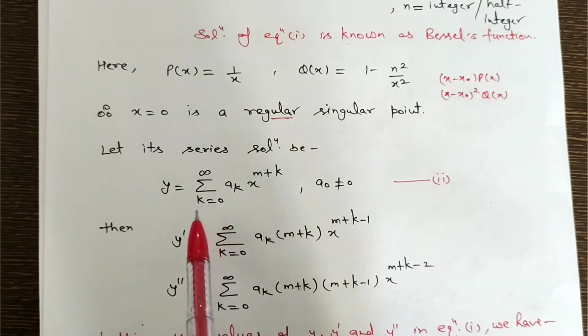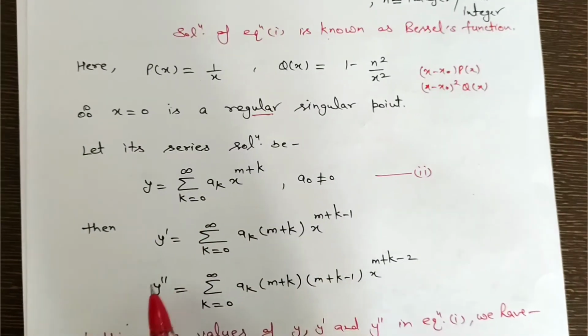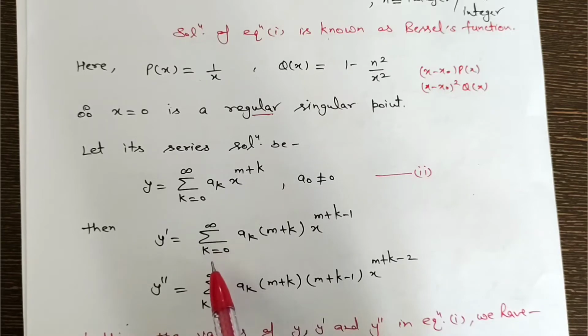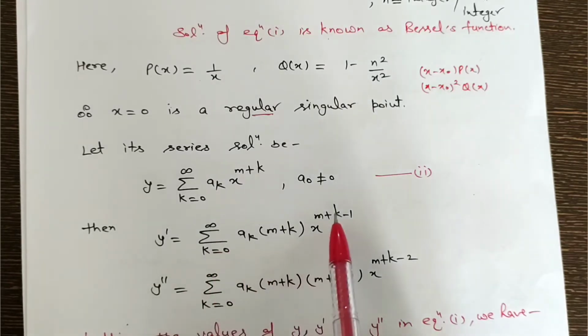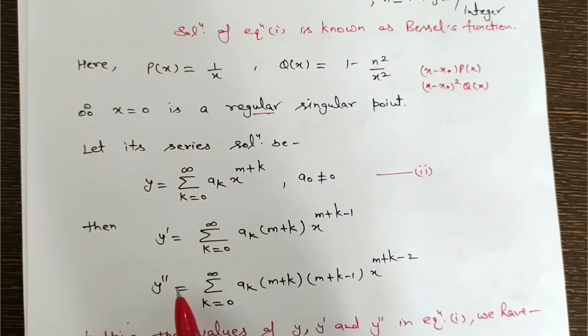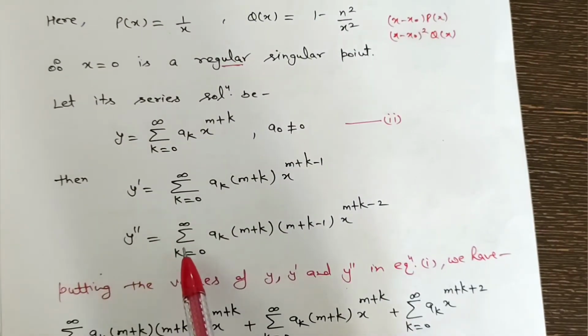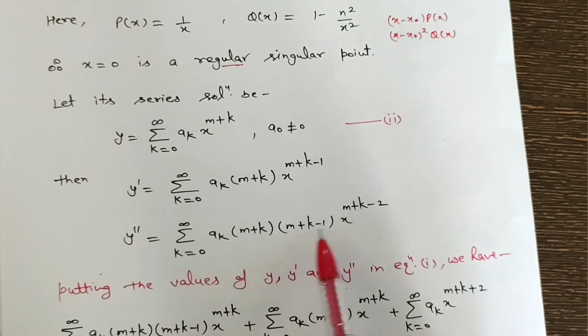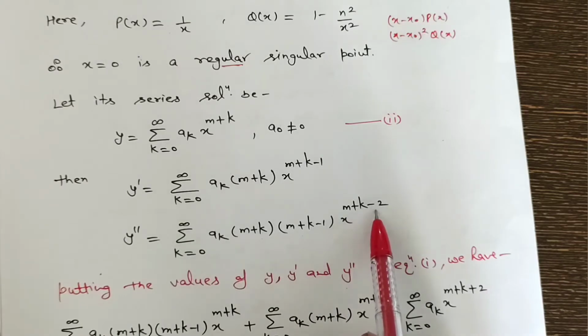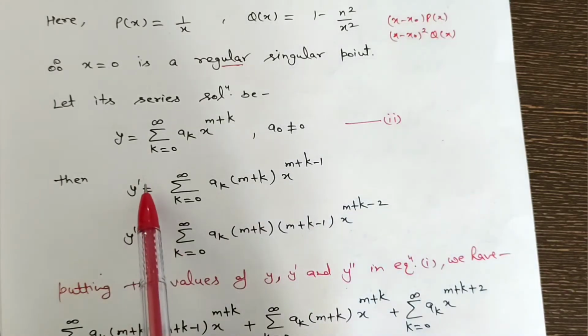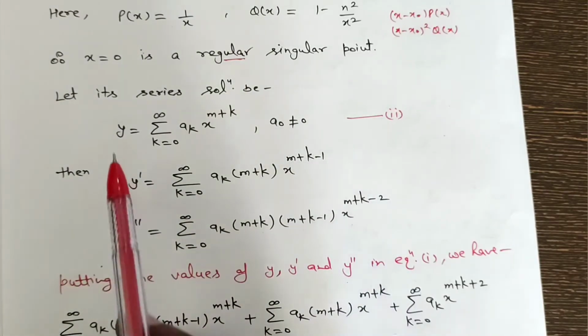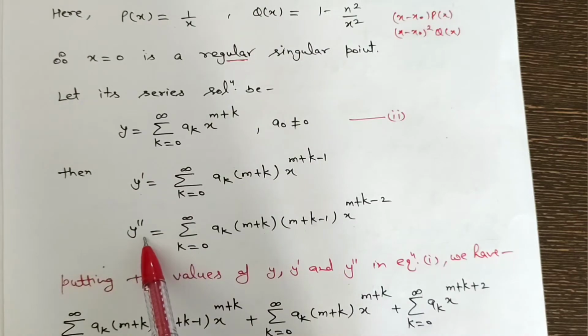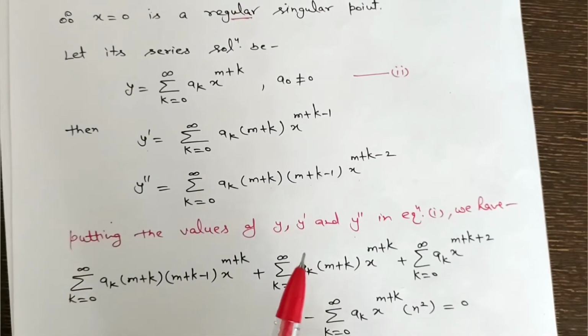Once we have y, we can easily find y prime and y double prime. y prime will be the summation over k going from 0 to infinity of a_k (m plus k) x raised to the power m plus k minus 1, and similarly y double prime is the summation over k going from 0 to infinity of a_k (m plus k)(m plus k minus 1) x raised to the power m plus k minus 2. So now we have y prime and y double prime. In the next step, we will simply substitute the values of y prime and y double prime into our given differential equation.